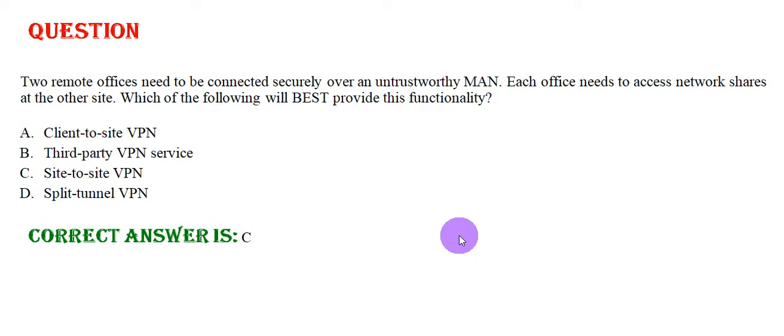Two remote offices need to be connected securely over an untrustworthy MAN. Each office needs to access network shares on the other site. Which of the following will best provide the functionality? Option A, client-to-site VPN. Option B, third-party VPN service. Option C, site-to-site VPN. And option D, split-tunnel VPN. The correct answer is option C.